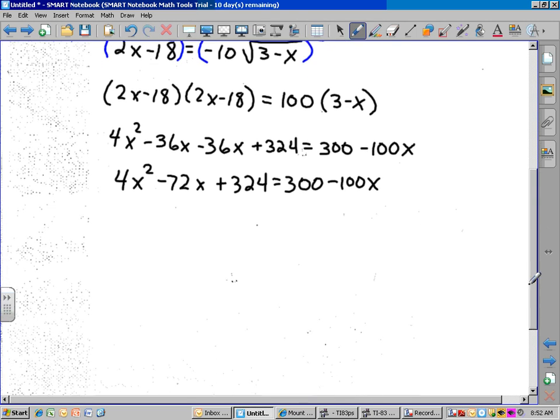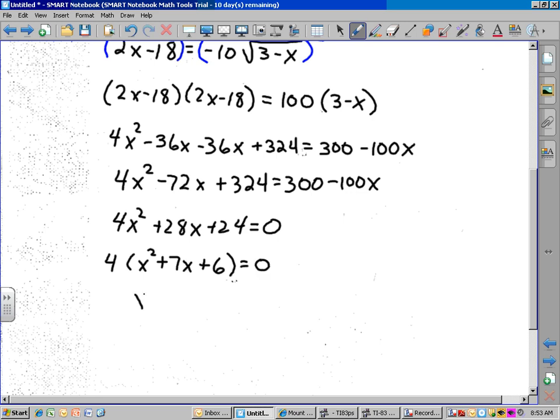And now we'll move everything over to the left so we can have it equal to 0, so we can solve. So if we add 100, we get positive 28x. We subtract 300, we get positive 24. Okay, good. We have a quadratic. We should try to simplify these numbers if we can. So we'll factor out a 4. Divide both sides by 4, and it goes away.